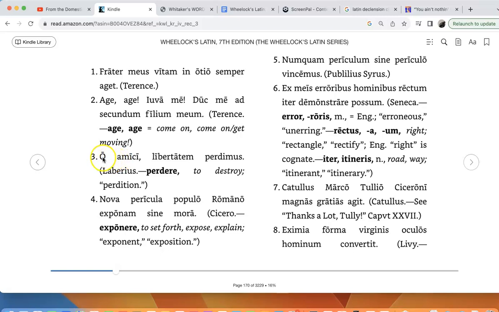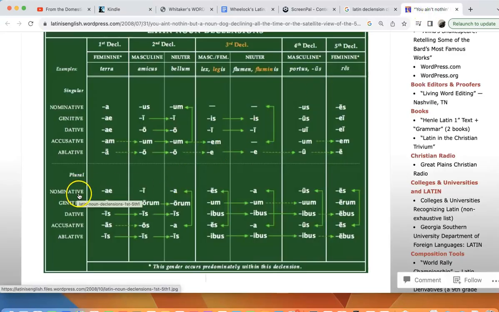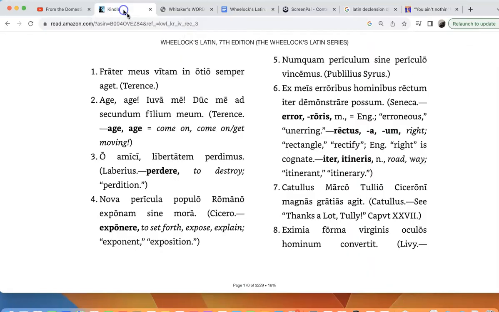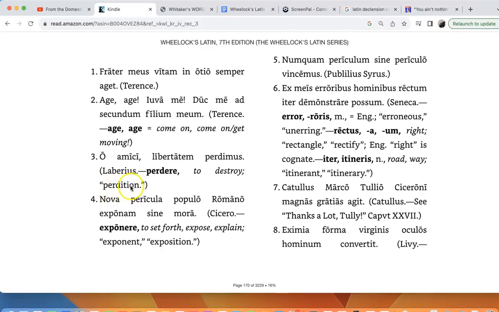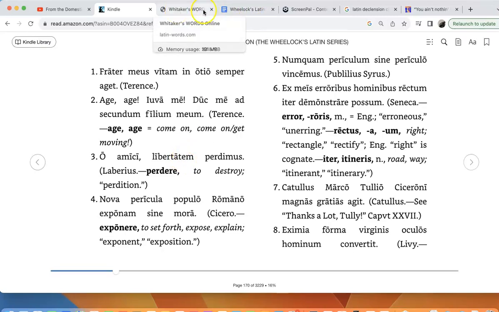So this one's fairly straightforward. Oh, friends, or you could even say, oh, my friends, but amici is second declension nominative plural. So again, think syllabus, syllabi. So, oh, friends, and then perdimus, mus means we, and perdere means to destroy, again where we get the word perdition in English. And then destroying what? Well, libertatem ends in em, that tells us it's the direct object.